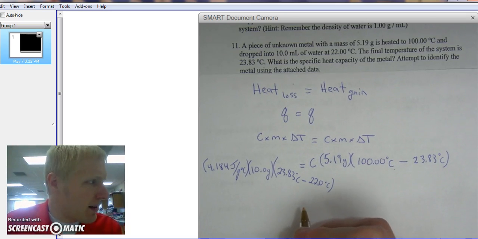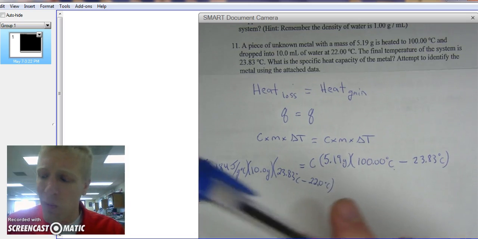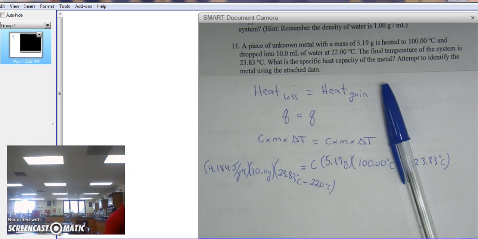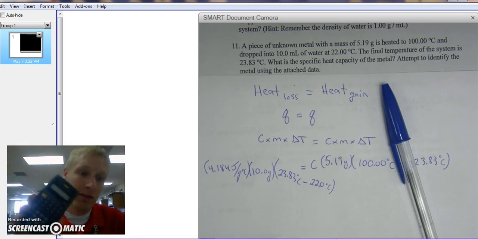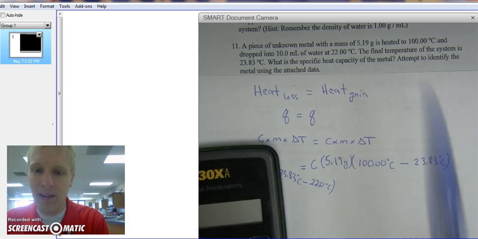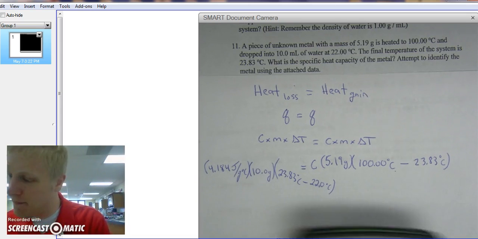So the next part is a calculation that requires a calculator. So you're going to have to get your calculator out. Fortunately, I always come prepared, so I have my calculator right here. And I'm glad you came prepared too.